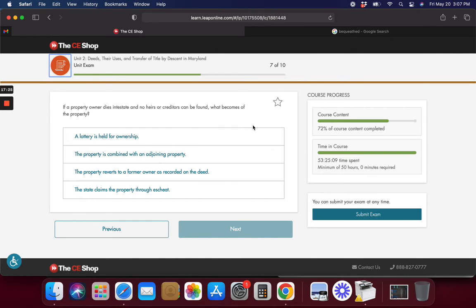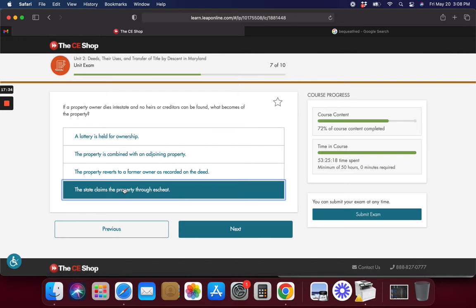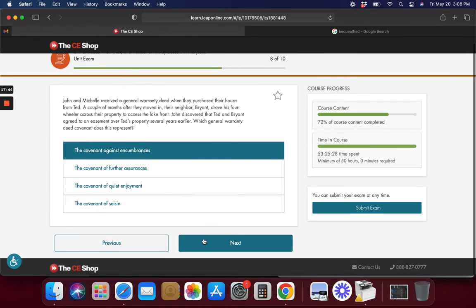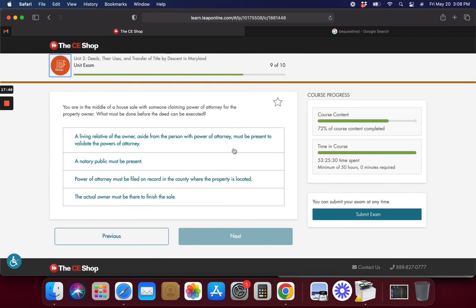If a property owner dies in her state and no heirs or creditors can be found, what becomes of the property? The state claims the property. Some of these are repeats. That's a repeat. Okay, Bryant drove his 4-wheeler. This is another one of repeat. Told you some of these are going to start repeating.